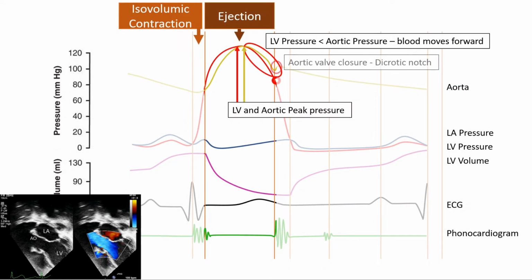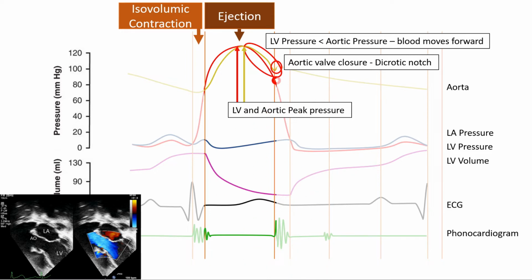If you look at the aortic pressure tracing at this point, you will notice that there is a notch, which is called the dicrotic notch. This is also seen when you measure arterial blood pressure invasively through an arterial line. So what is the reason for this dicrotic notch?